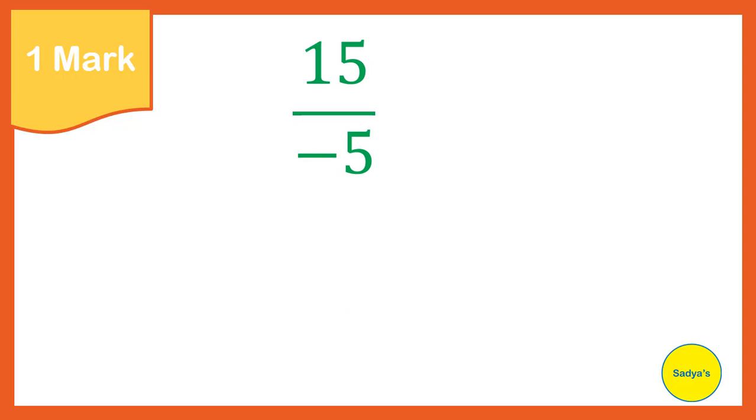Fourth question is 15 divided by negative 5. The answer is negative 3. Last question. 0 divided by negative 4. This one is tricky, isn't it? Well, 0 divided by any number is 0.